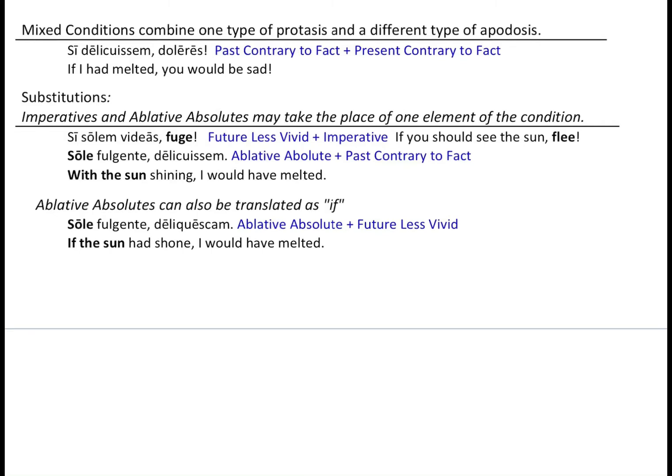A couple last things to talk about that are sort of like the exceptions to the rule when we deal with conditions. The first one is mixed conditions, and mixed conditions combine one type of process. Remember, the process is the if statement, and a different type of apodosis. Then you'll recognize them because when you look at the tense, or is it indicative or subjunctive of the verbs that you see in the sentence, they won't match what you know follows the rules. So they're slightly different, and you're going to treat the two halves of the sentence here separately in the translation and in what kind of verb.